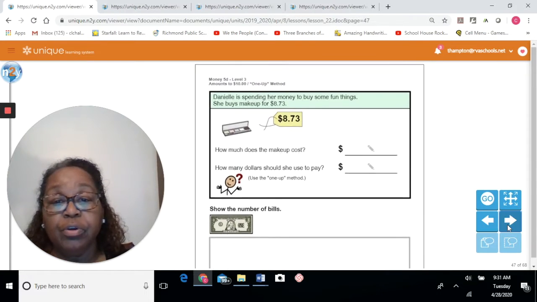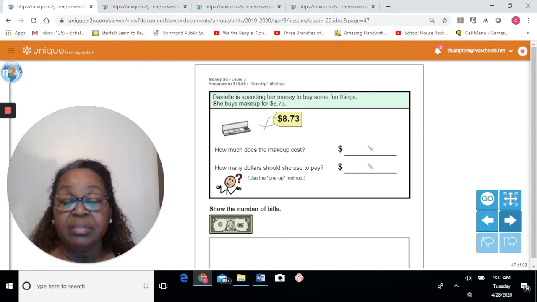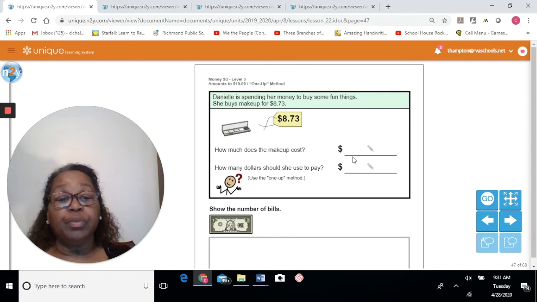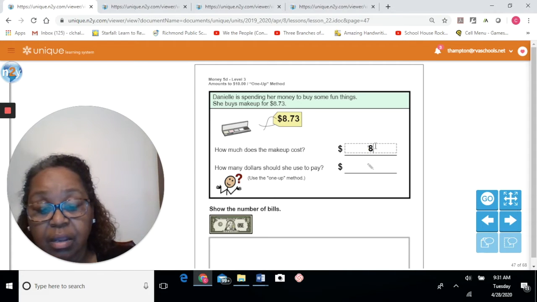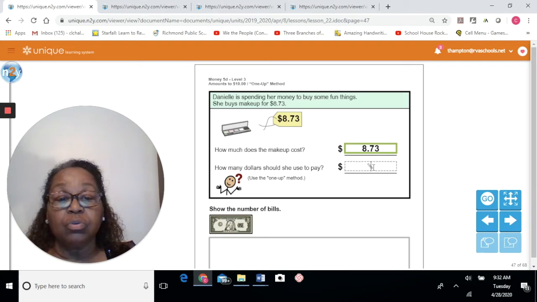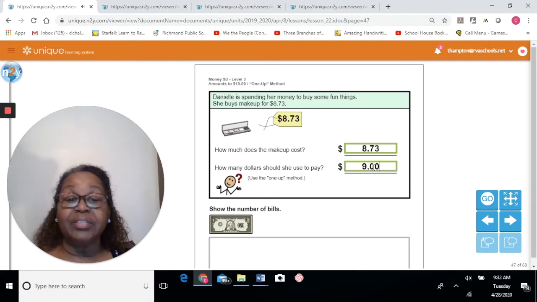All right, we're going to read it first. It says, Danielle is spending her money to buy some fun things. She buys makeup for $8.73. How much does the makeup cost? So we know that the makeup costs $8.73. We're going to give the cashier one more than $8. So one more than $8 would be $9. No cents, just $9. We're going to give the cashier $9.